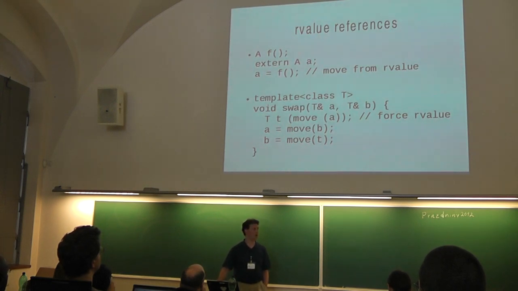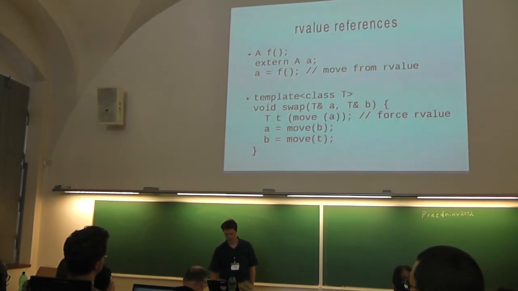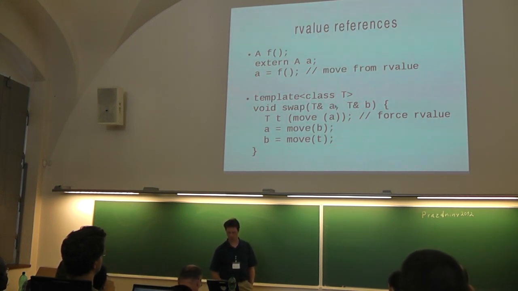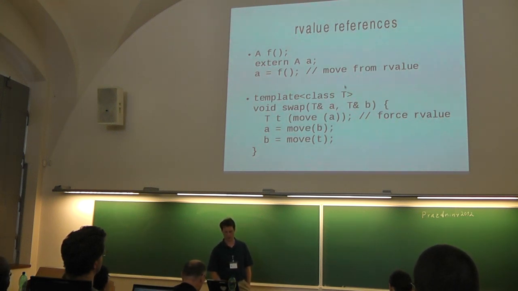So if we want to write our swap function to take advantage of move semantics, since anything with a name is an L value, here A and B are L values, but in this case we know that we want to move, so we can force that using the move function.